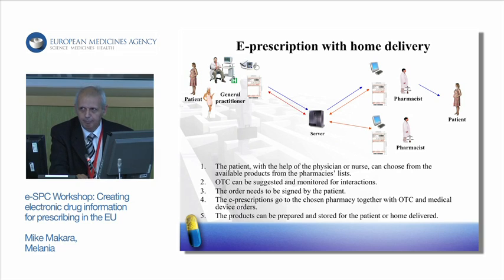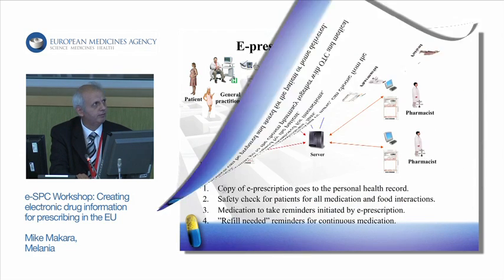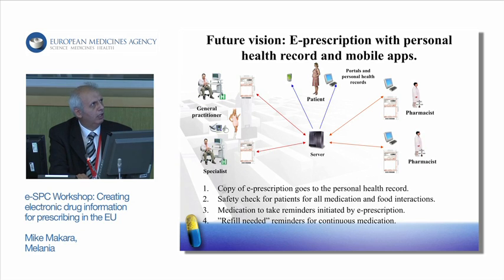The order must be signed by the patient, and the e-prescription can go this time to a chosen pharmacy. The patient doesn't have to go there. The prescription goes there automatically. At the end, the drug can be home delivered. So the last step is that we connect the patient.